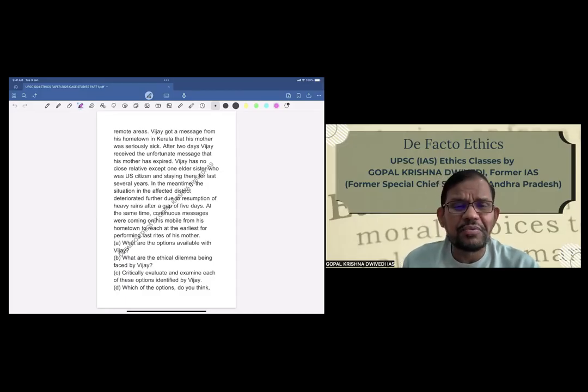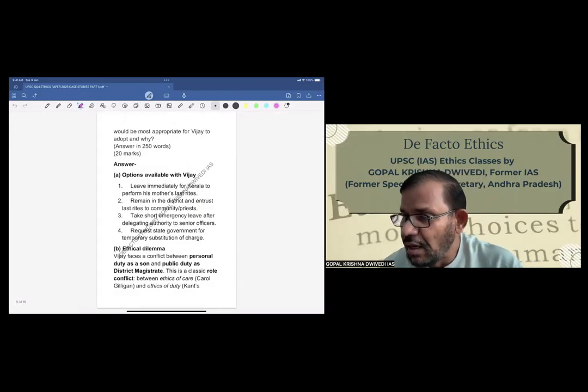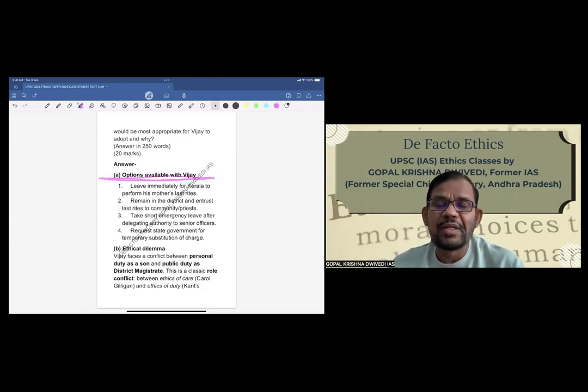So the first question is, what are the options available with Vijay? Directly, without giving any introduction, we'll go to that. Options available with Vijay: leave immediately for Kerala to perform his mother's last rites. This is the first option. The second option is to remain in the district and entrust the last rites to the community or priests. Third is to take short emergency leave after delegating authority to senior officers. Fourth, request the state government for temporary substitution of charge. So these are basically 4 options practically, in this kind of situation.